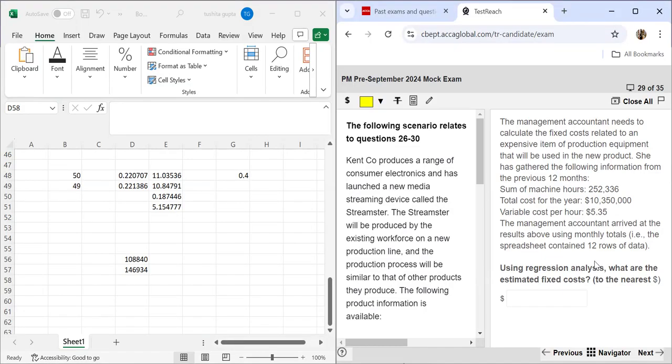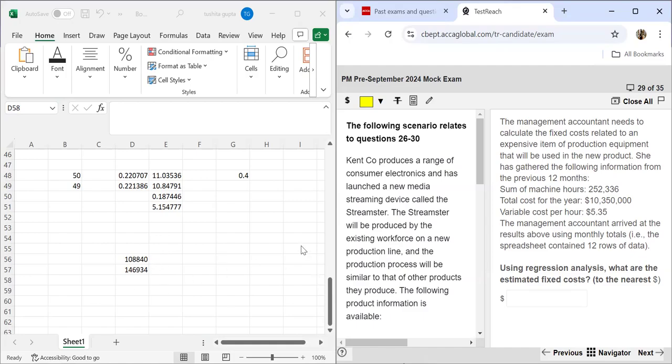Moving further, second last question pertaining to this scenario, the management accountant needs to calculate the fixed cost related to an expensive item of production equipment that will be used in the new product. She has gathered the following information from the previous 12 months: the sum of machine hours, the total cost, variable cost per hour. Management accountant arrived at the results using monthly totals, that is, the spreadsheet contained 12 rows of data. Using regression analysis, what are the estimated fixed costs?